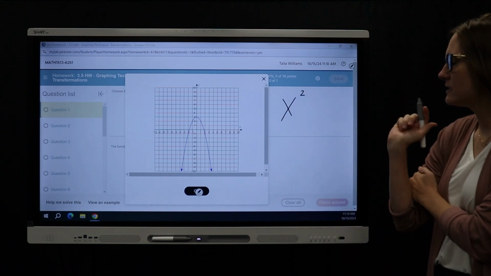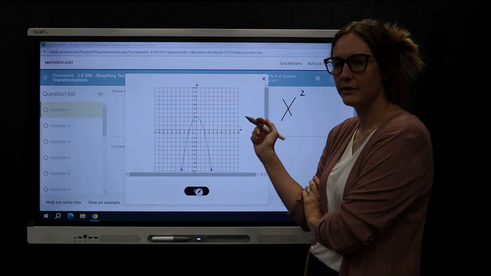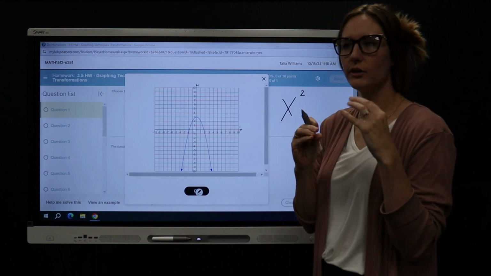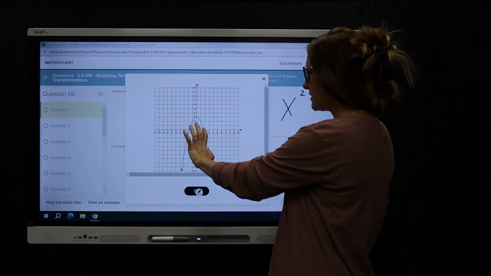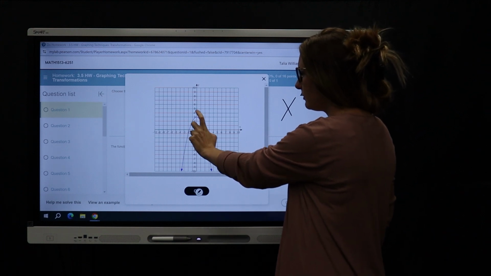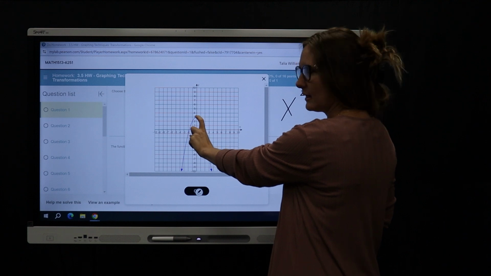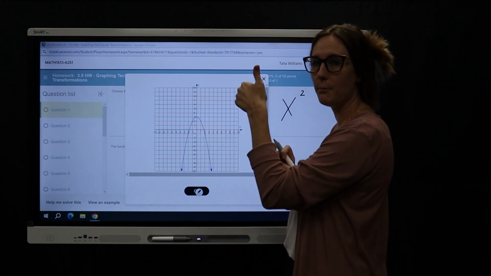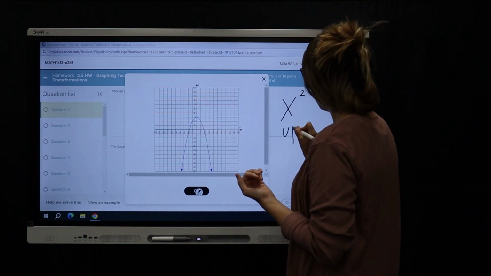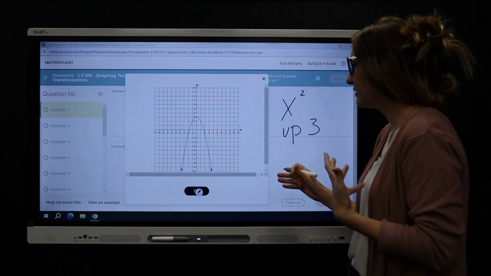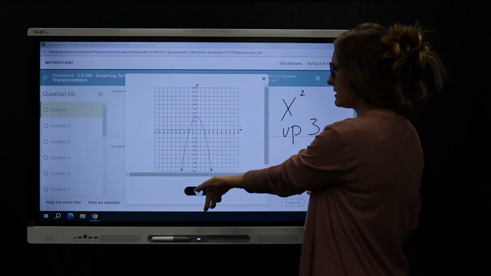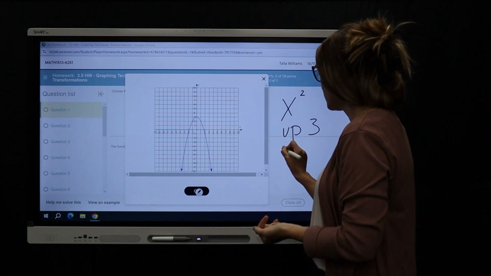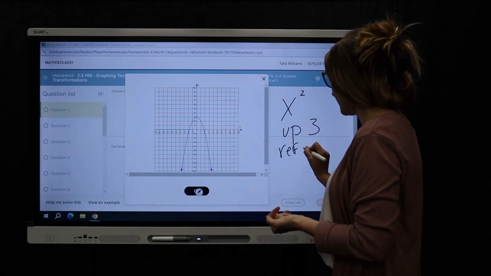Then I realize this graph isn't at 0, 0. The vertex of your parent graphs is always at 0, 0. So since this one is not at 0, 0, it's up here at 3. That means this graph has been moved up 3. And the other thing that's different about this graph is that it's upside down. It is pointing down instead of pointing up. So this one has also been reflected.